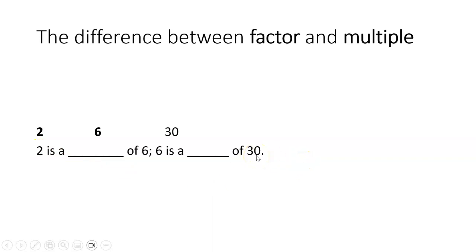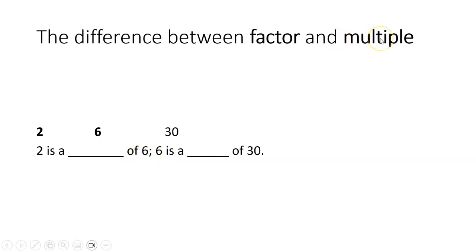So again, factor is like a part. It's smaller. It can go into another bigger number, or at least the same number. For example, 2 can also go into 2, 6 can go into 6, 30 can go into 30. So in general, factors are smaller, except itself.